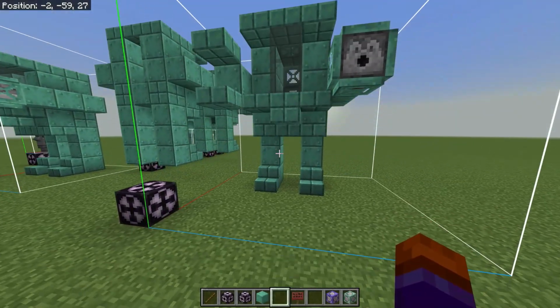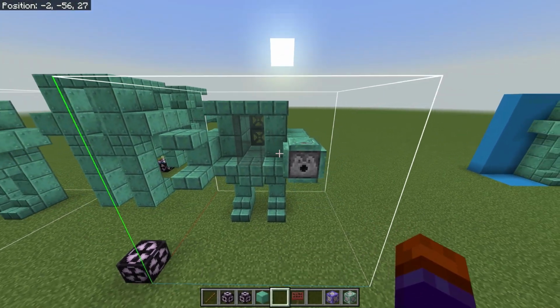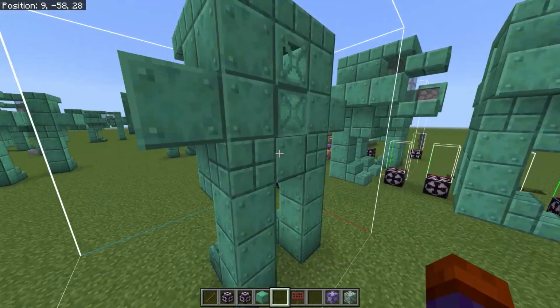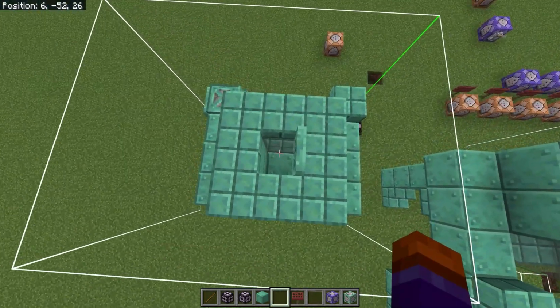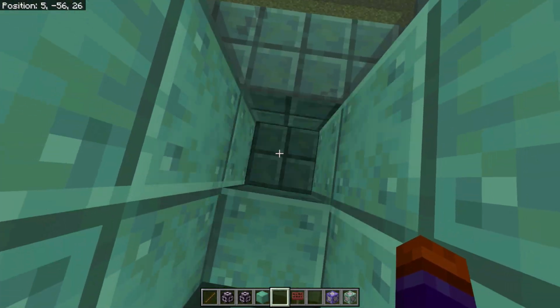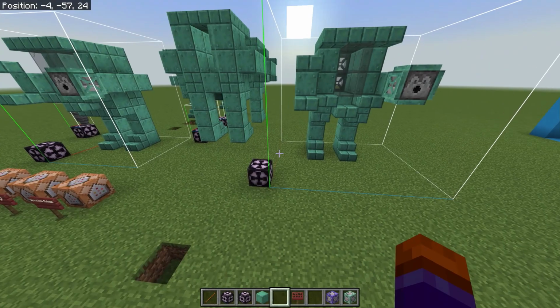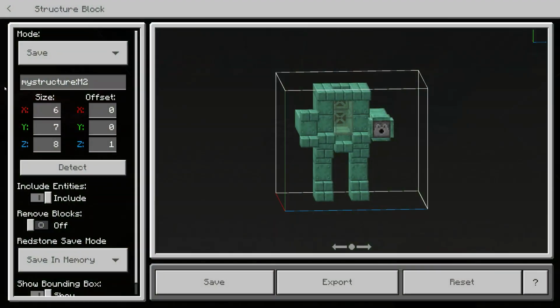And this is a very simple mech build. It's nothing special, just some copper blocks. You have a door up here you can go in. You can make a ladder at the bottom or something. And then I'll show you my settings here. So I just named it M2 to make it easy. Mech 2, my second version of the mech, and then it's 6 by 7 by 8.